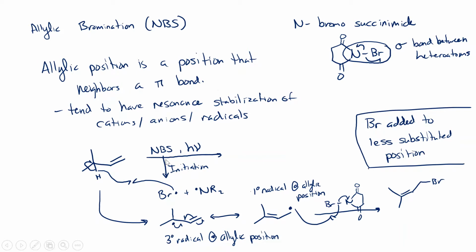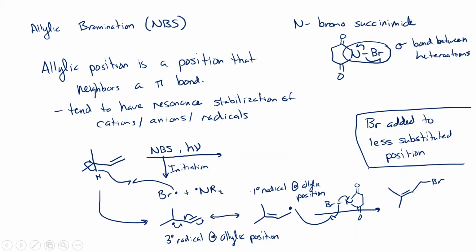When we add NBS, again, we generate this resonance stabilized radical, and then we have a choice between a tertiary radical or a primary radical. And what's going to happen is we're going to add the bromine to the primary radical position. And so what we get here is a primary bromide. The bromine is added to an allylic position.